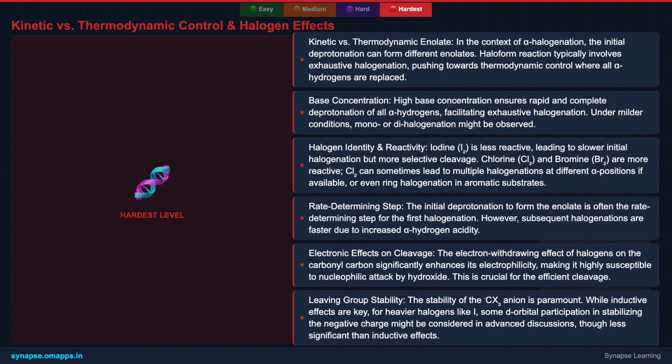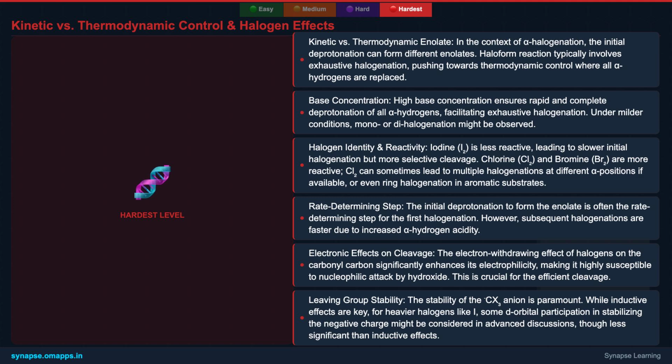In the haloform reaction, the exhaustive halogenation is driven towards thermodynamic control, ensuring all three alpha hydrogens are replaced. Base concentration is key. High concentrations ensure rapid and complete deprotonation. The identity of the halogen also matters.